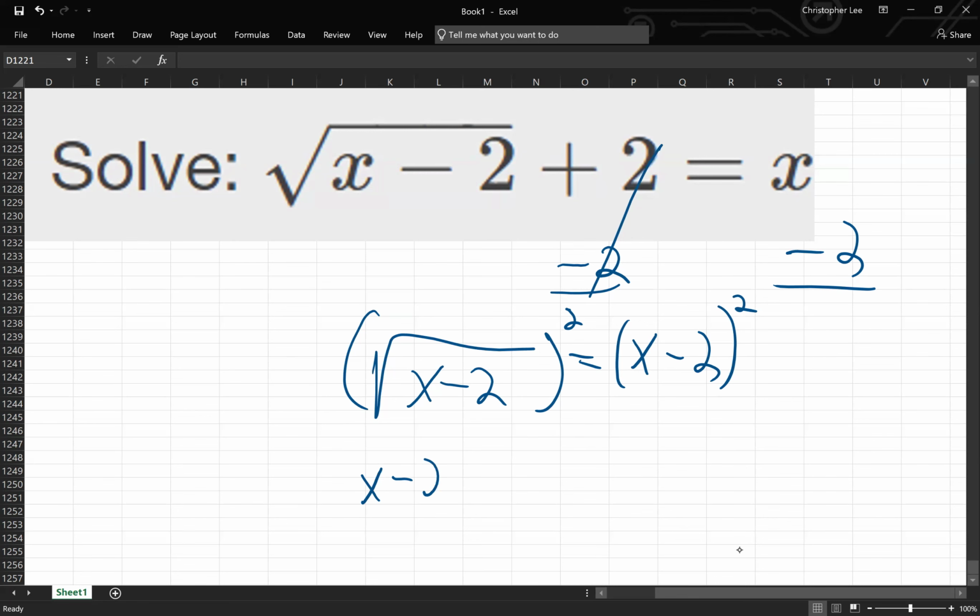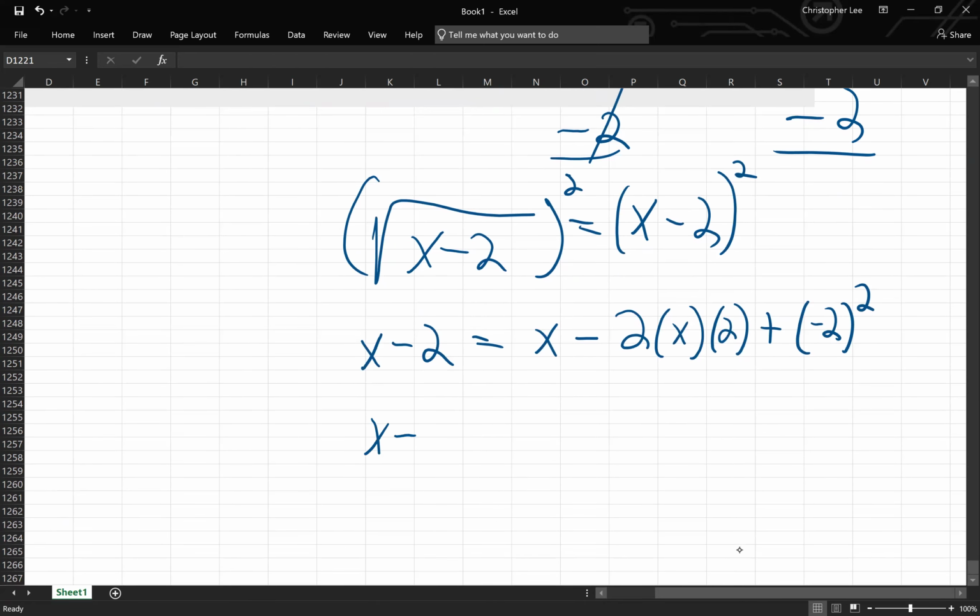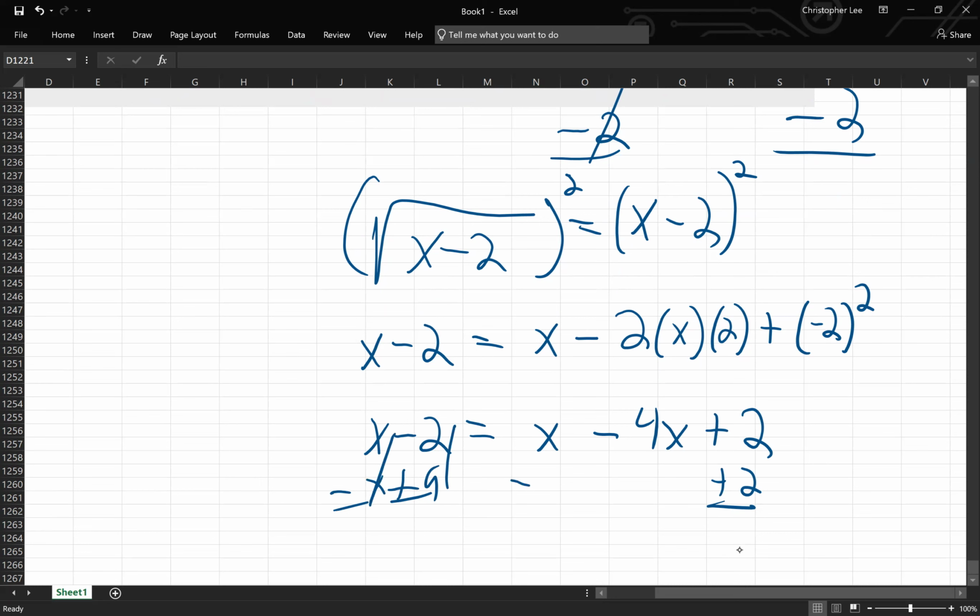So I have x minus 2 equals x squared minus 2ab plus negative 2 squared. Okay. So now I have x minus 2 equals x squared minus 4x plus 4. I'm going to add 2 over here, subtract x over here.